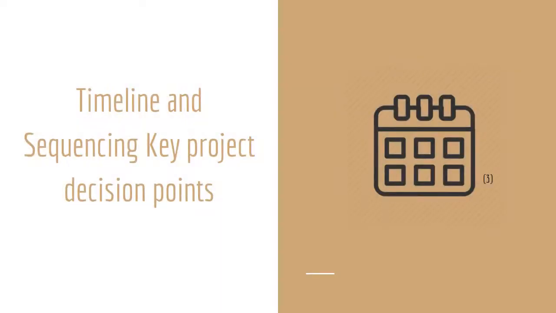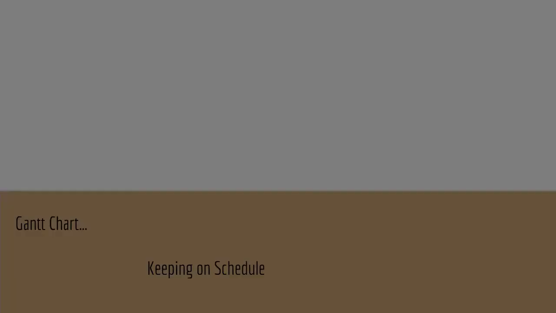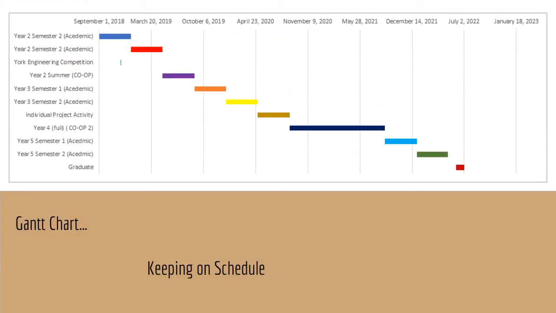Timeline and sequencing. Key project decision points. The Gantt chart. Our journey as undergraduate students is quite lengthy, hence having an organized plan increases our chances of success. The Gantt chart is a visual representation of our project. One side details the tasks asked of us, and the bottom has a timeline in which the tasks need to be completed. The project starts in our current position of Year 2 Semester 1, all the way into graduation day, which is the goal of our project.